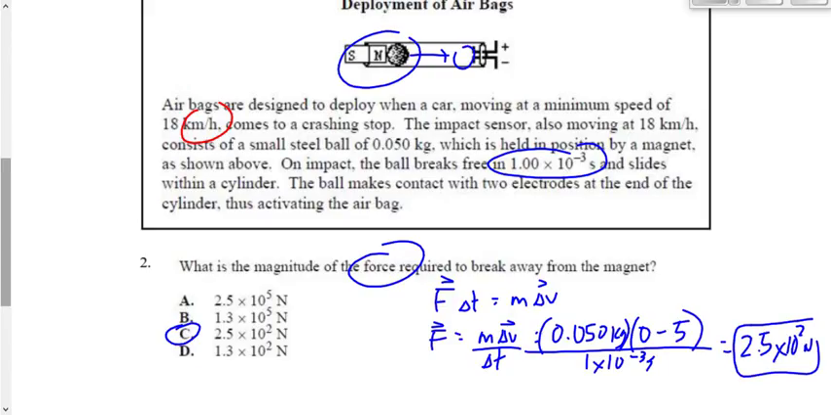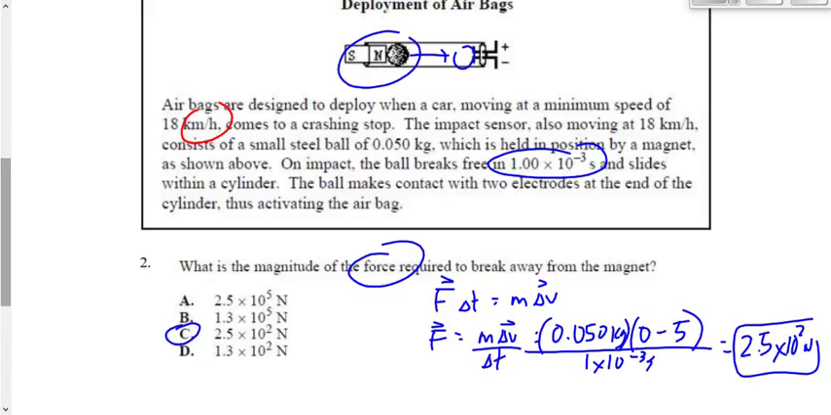So really what we're saying here is that if you're in a crash, it takes 250 newtons to break this ball free. In other words, it takes 250 newtons in order to activate this airbag. Hey, why don't we just activate it as soon as there's any crash? Well, because it doesn't make sense, right?